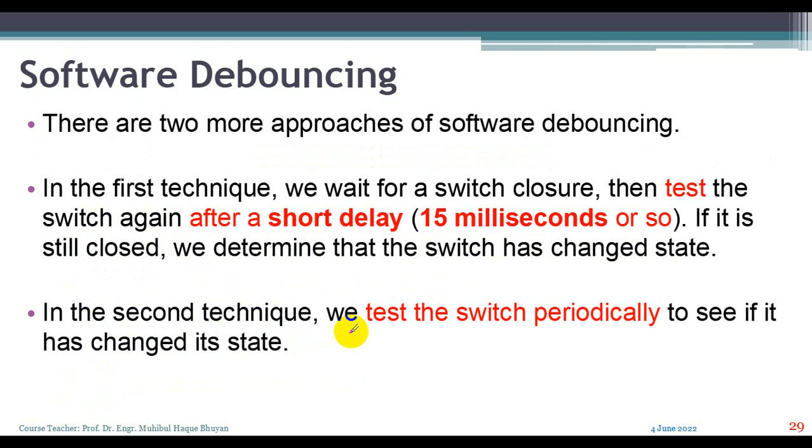There are 2 more approaches of software debouncing. In the first technique, we wait for a switch closure, then test the switch again after a short delay, 15 milliseconds or so. If it is still closed, we determine that the switch has changed state. In the second technique, we test the switch periodically to see if it has changed its state.